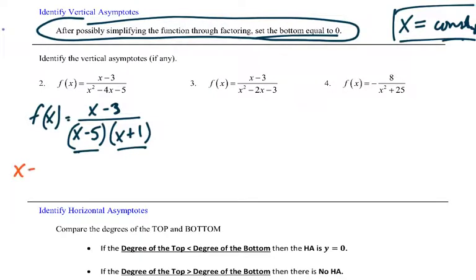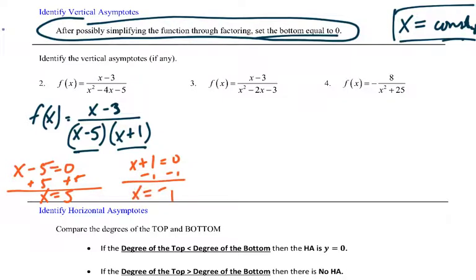And so therefore, I take both of these pieces to find out my vertical asymptotes. So I'm going to do x minus 5 equals 0 and solve for x. Add 5 to both sides. We get x equals 5. And then we're going to do x plus 1 equals 0. Subtract 1 from both sides, and we get that x equals -1. In this case, I have two vertical asymptotes, x equals 5 and x equals -1.